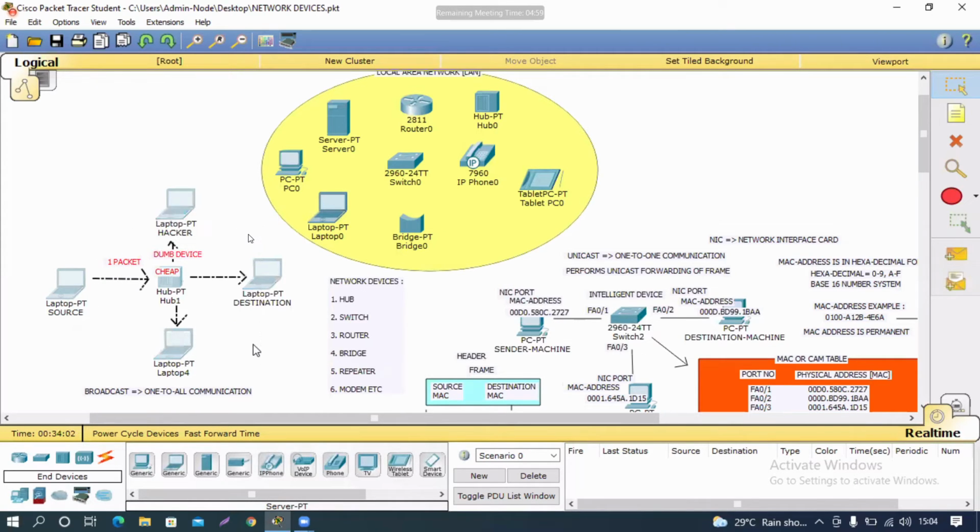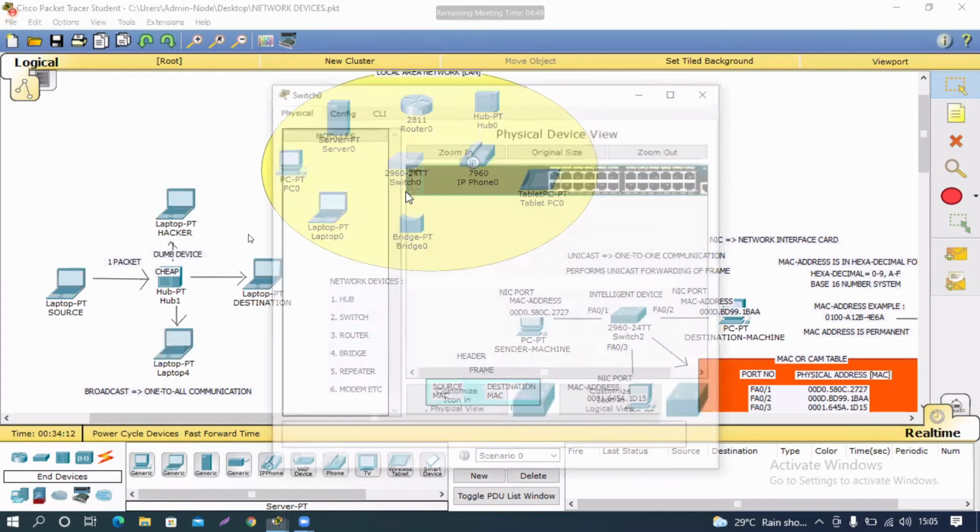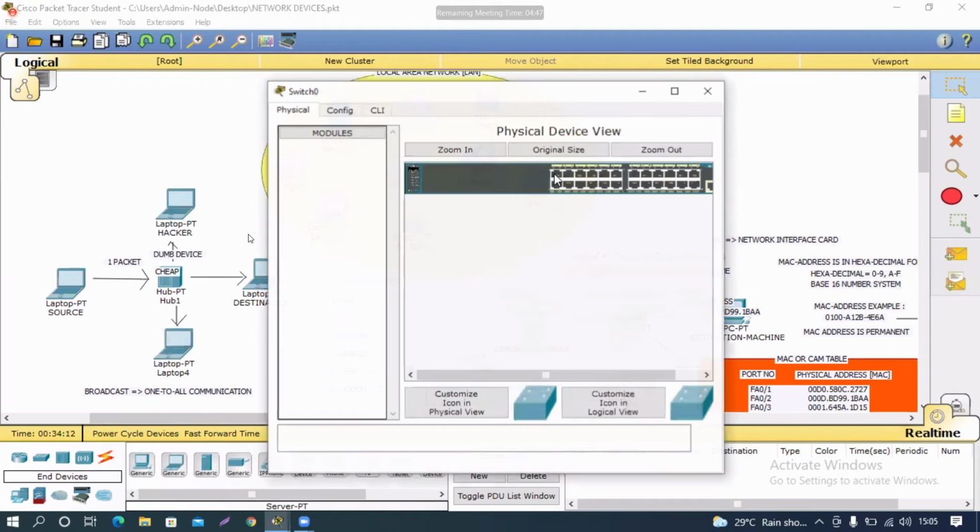Understood this particular device, everyone? Yes, sir. Now we are moving on to the next device, which is considered a switch. We're talking about this device, which basically looks like this. How many ports are you seeing in total? How many ports are there? 24. Right. So 24 ports means how many machines we can connect to it?